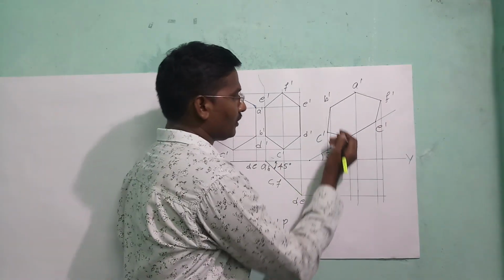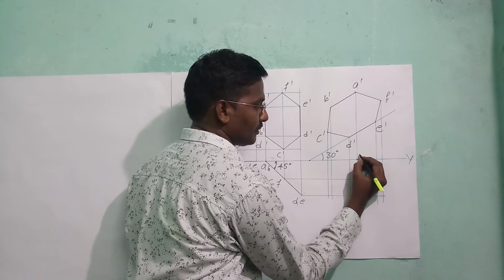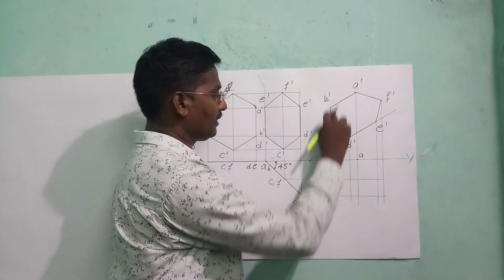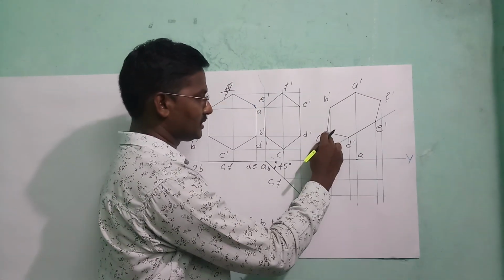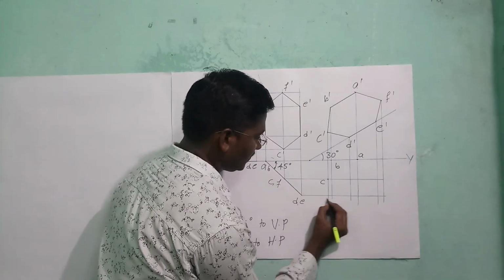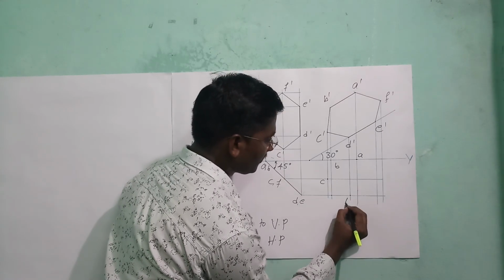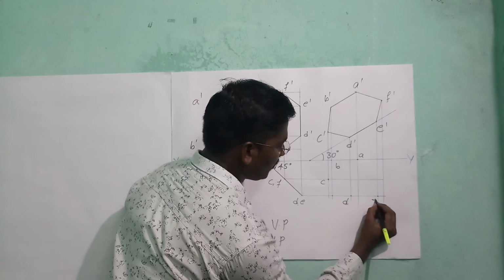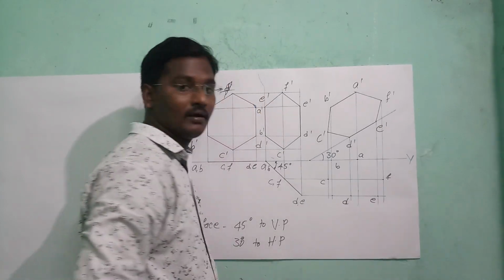Now A, where is the point A dash located? Here. Now intersect the points and locate it as point A. Next B and B dash. Now this is the point B. Next C and C dash. This is the point C. Next D and D dash. This is the point D. Next E and E dash. This is the point E. Next F and F dash. This is the point F.